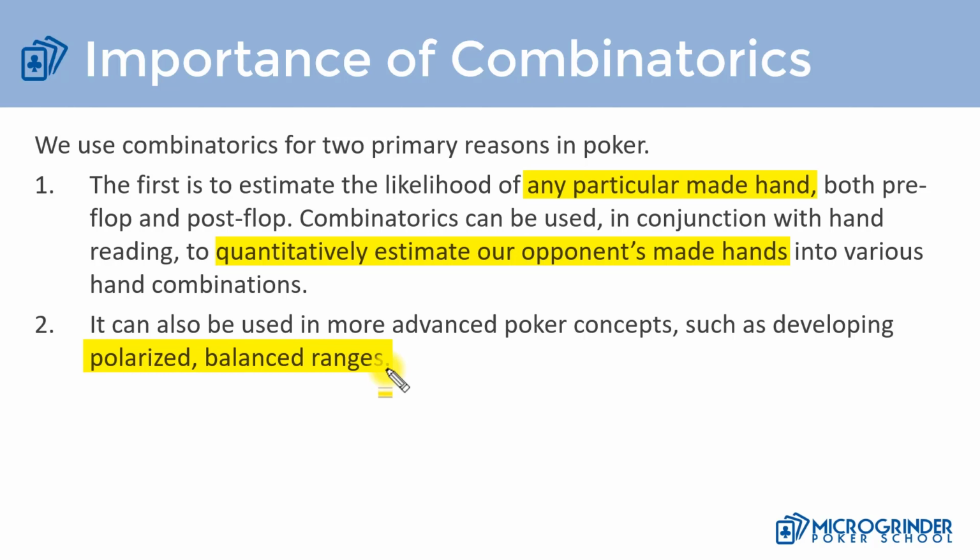For example, let's say that we want to have 6 combos of value hands and 3 combos of bluff hands on the river. Well, we know how many combos we can use, and that's the basis for doing that.